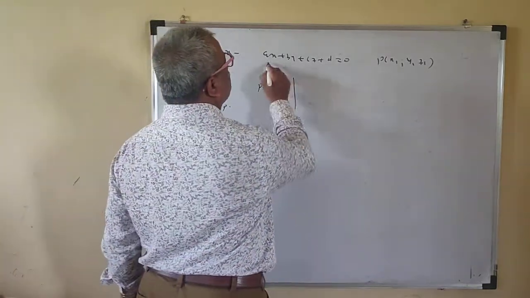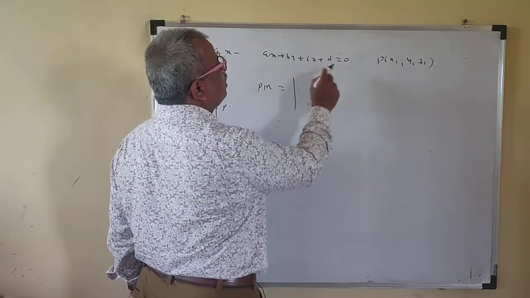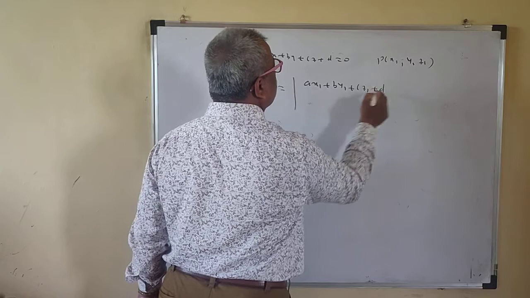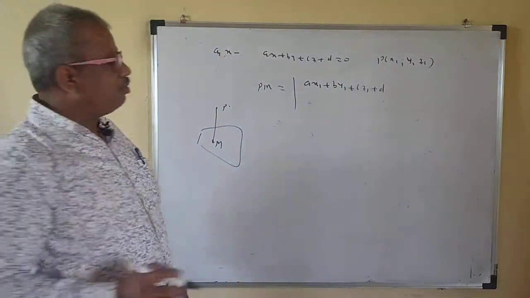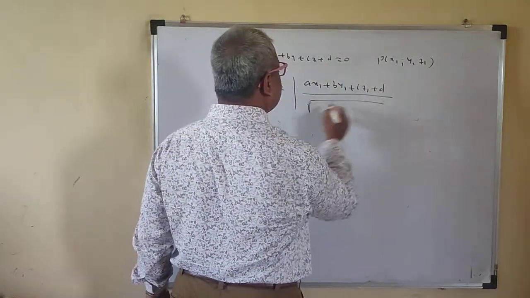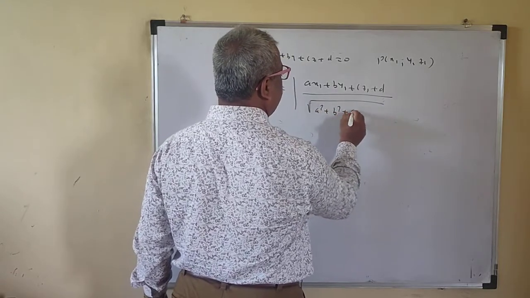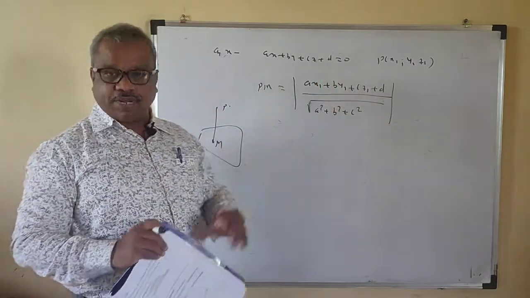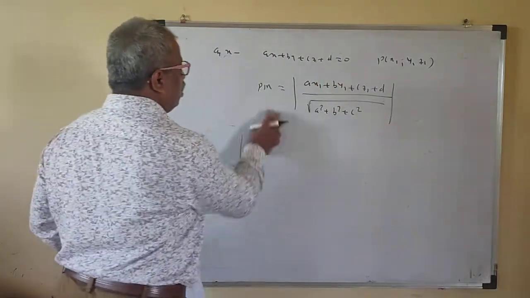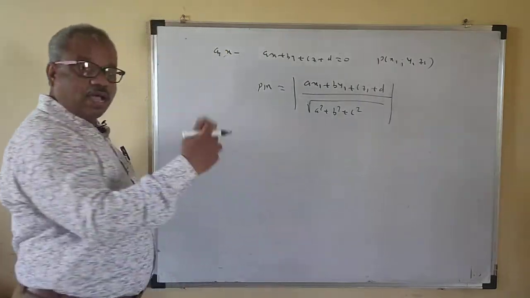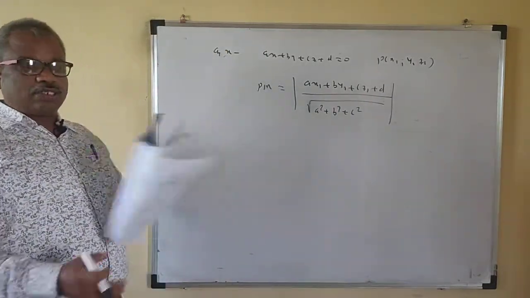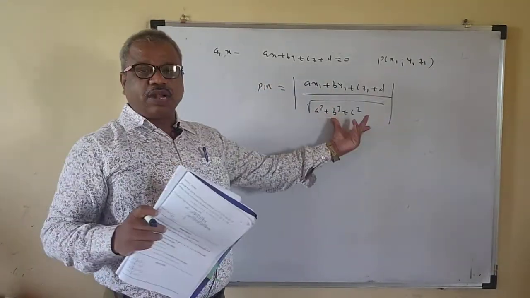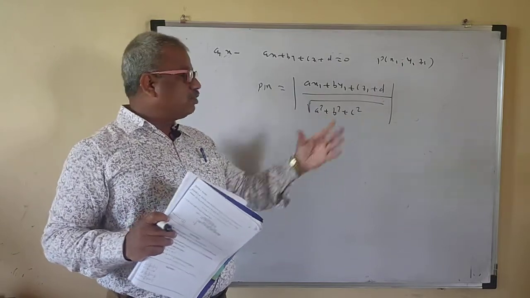So how to find that? Just replace x, y, z with x1, y1, z1. So ax1 + by1 + cz1 + d, with the equation of the plane written in the form equal to 0, upon the root of the sum of the squares of the coefficients of x, y, z. This is the perpendicular distance of a point P from the plane. Okay, remember this. This is the formula to find the perpendicular distance of a point outside the plane. Just replace x, y, z with x1, y1, z1, and take the root of the sum of the squares of the coefficients of x, y, z.